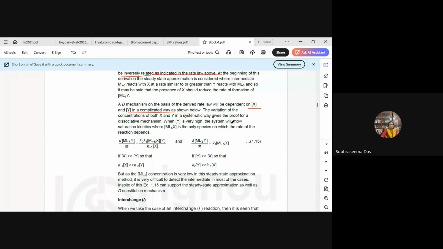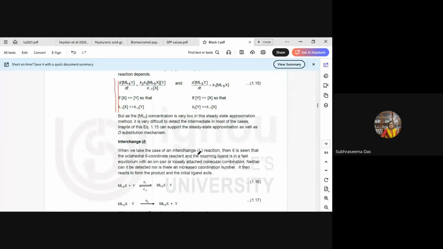However, if we have different types of series, we can see the different types of reactions indicated by them. So this is how the dissociative substitution mechanism is explained by the steady state approximation theory. We'll take a break of 5 minutes and then resume with this chapter.